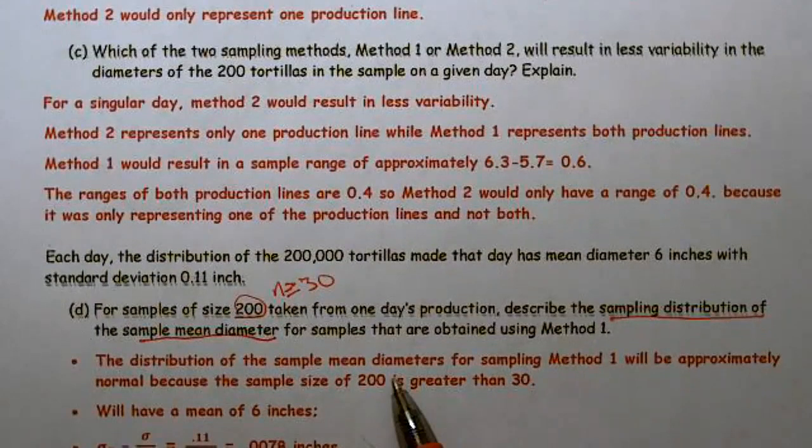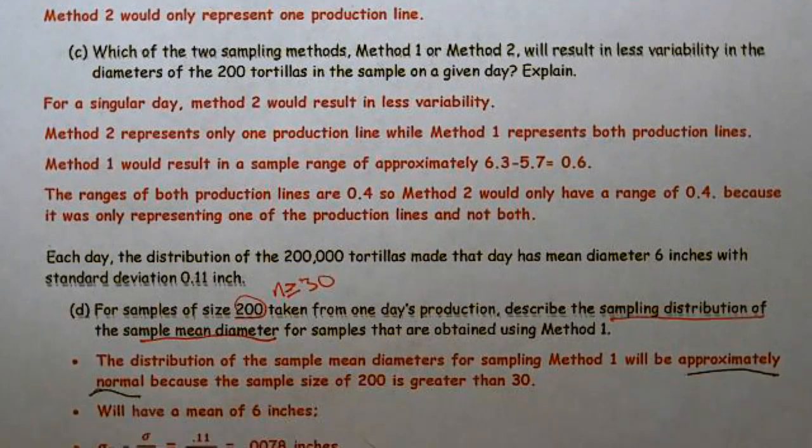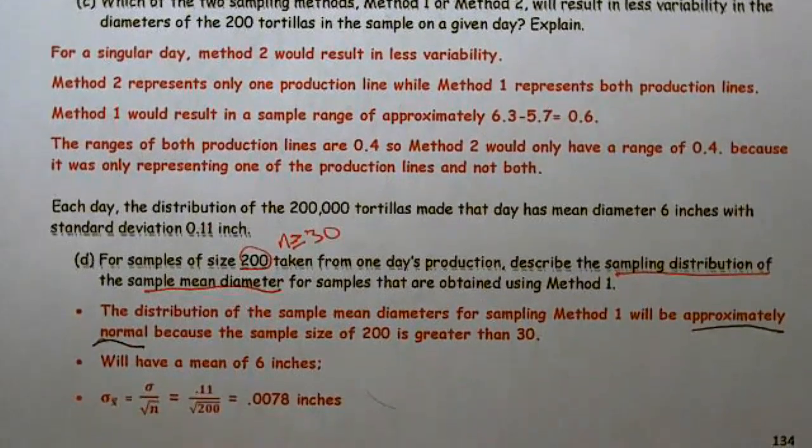So the distribution of sample mean diameters for sampling method 1 will be, and this is a very key word, make sure that whenever you're describing this, that you use this: approximately normal. They will count off if you say just "normal." It's not, it's approximately normal because the sample size 200 is greater than 30.